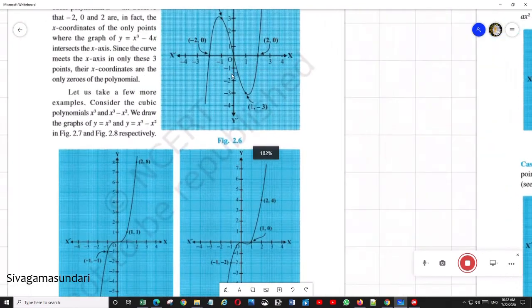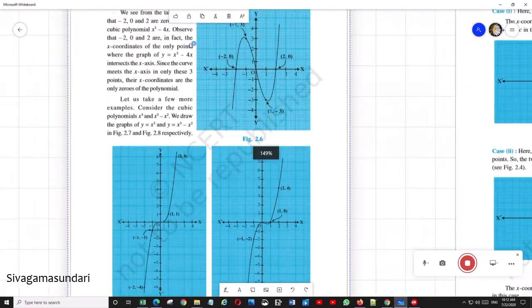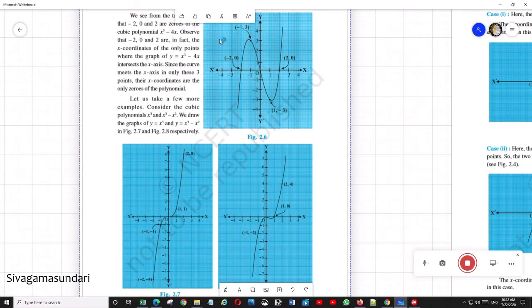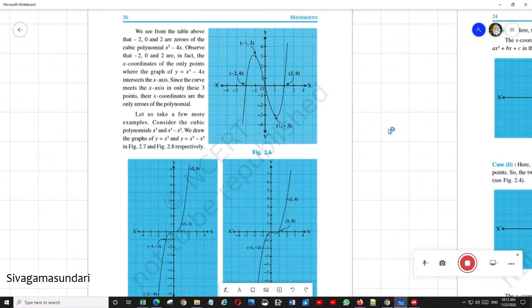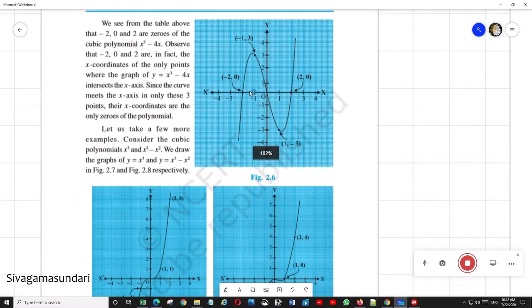Now at this graph, the line intersects the x-axis at 3 points, -2, 0 and 2. So the zeros of the equation are -2, 0 and 2.